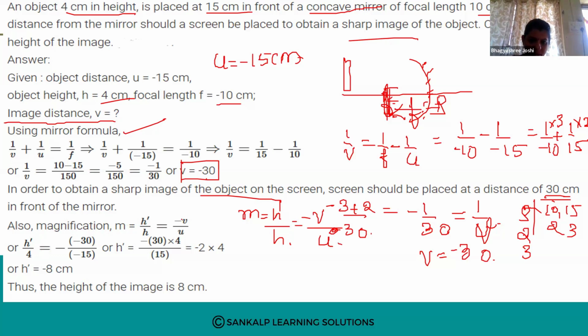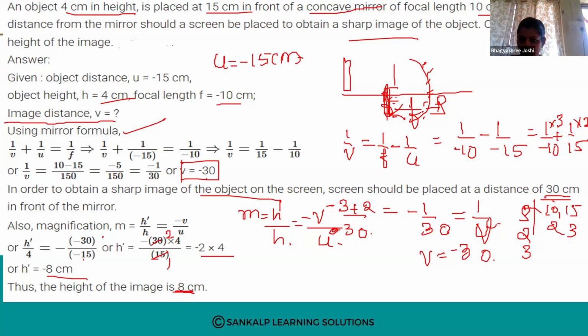Okay. So the image distance v is minus 30, divided by u, which is minus 15. So h dash is equal to, transferring this 4 to this side, 30 into 4 divided by 15, right? Now, minus into minus is plus, but here it is minus. So minus 30 into 4 divided by 15. Now 15 ones are 15, 15 twos are 30, so minus 2 into 4. This is minus 8. Thus the height of the image is 8 centimeters.